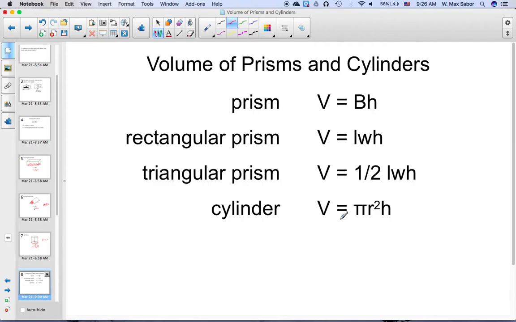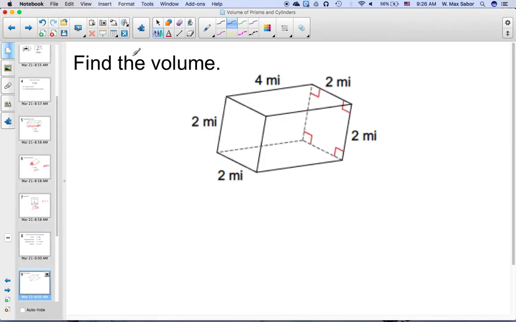So overall, these are the formulas that we just went through. The prism is base times height. Rectangular prism specifically is length times width times height. Triangular prism is 1/2 length times width times height, and cylinder is pi r squared times height.